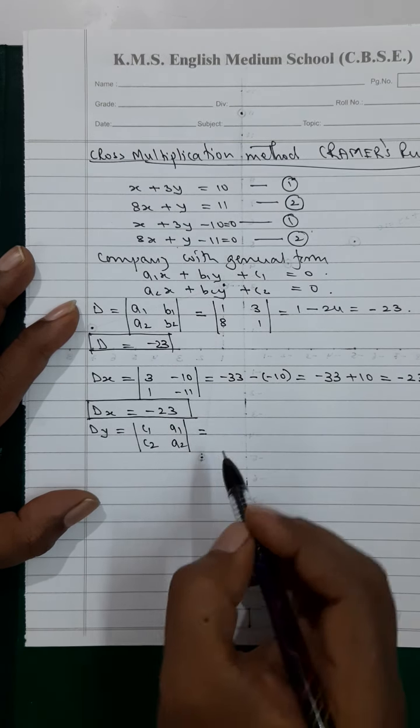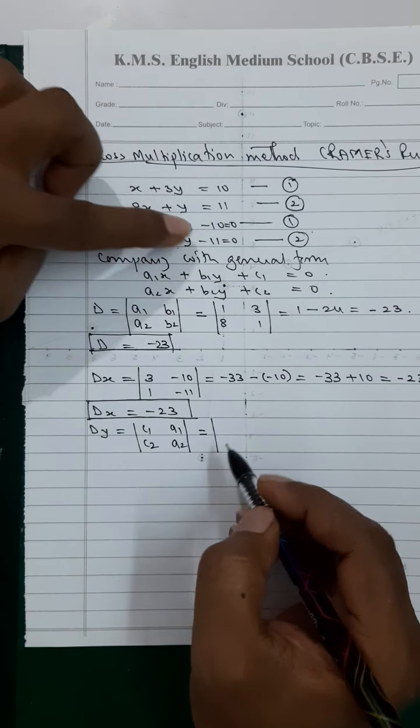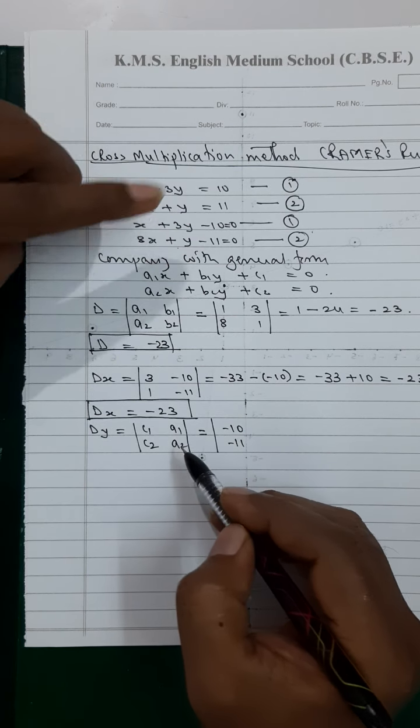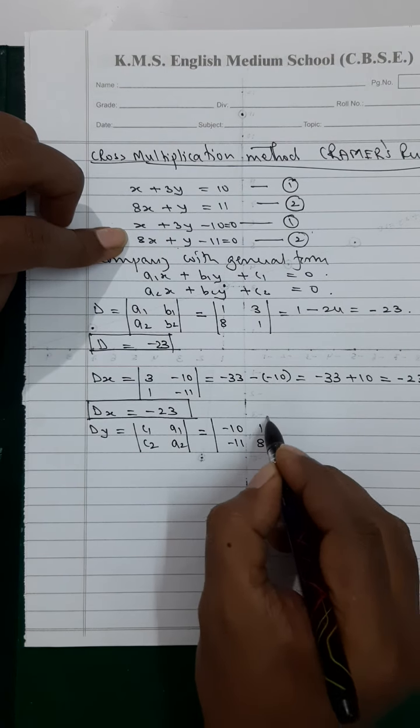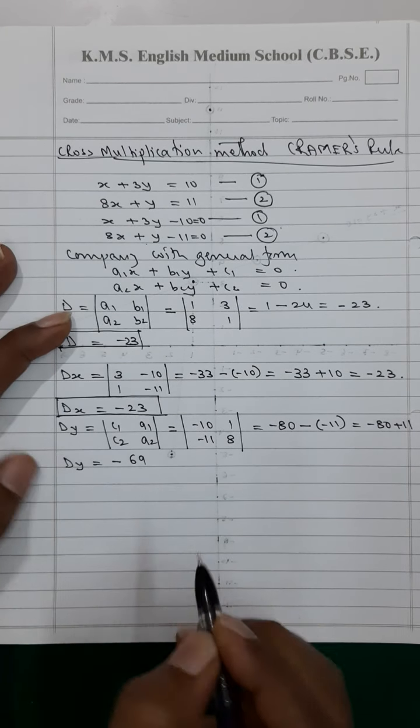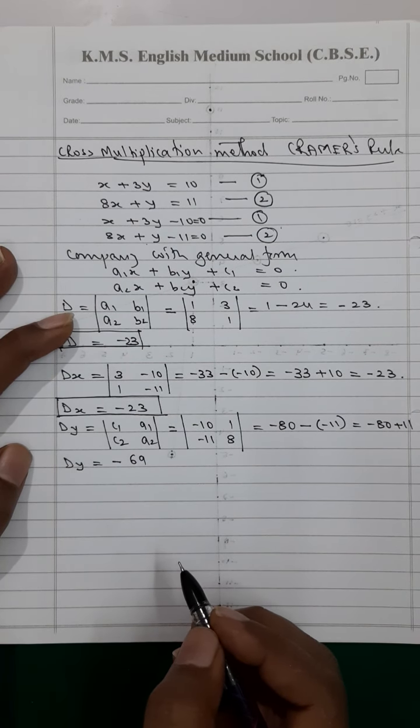So here you will get, what is C1, C2 over here? Minus 10, minus 11. And what is your A1, A2? This is 1, 8. Fine. So this will give you minus 10 into 8, minus 80, minus 11. So that will give me minus 80 plus 11. So Dy is equal to minus 80 plus 11, the sign of the greater number, 80 minus 11 will give you minus 69. Fine. This is the value you have got of Dy.